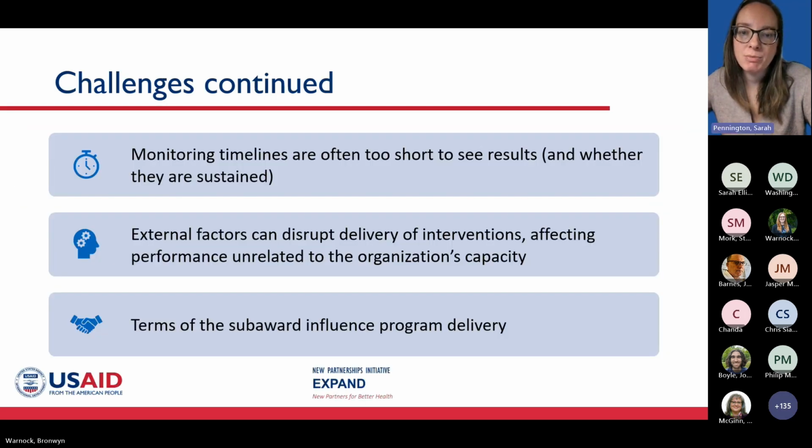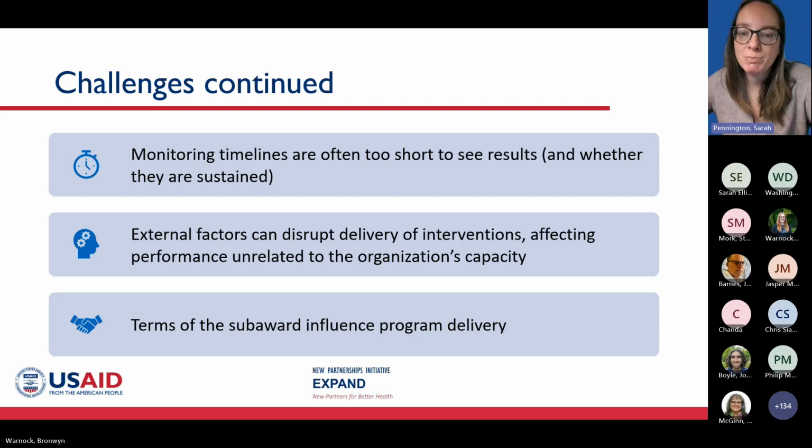So as I mentioned, among the challenges are that timelines used to monitor programmatic performance after capacity strengthening investments are usually short, just a year or two, and we know that capacity strengthening and performance improvement are complex and take time. External factors can also heavily influence a local organization's delivery of health interventions, for example, weather events, disease outbreaks, and political instability.